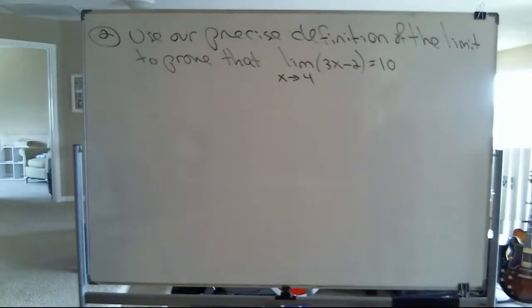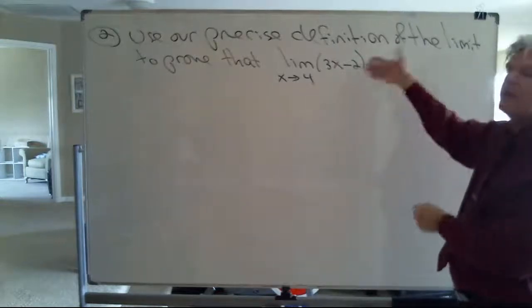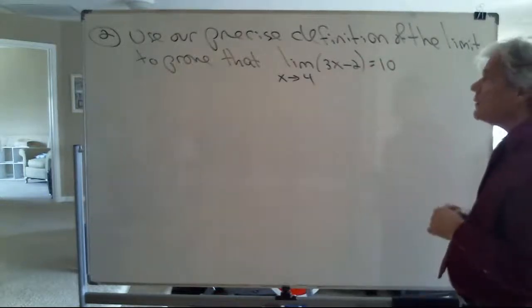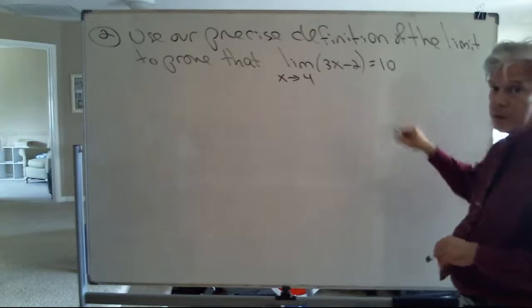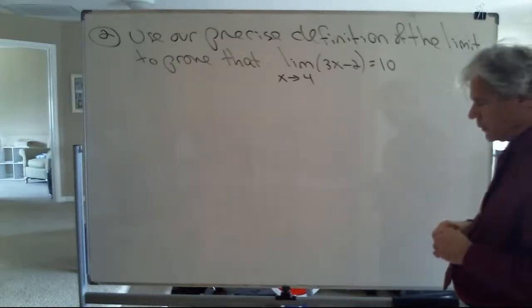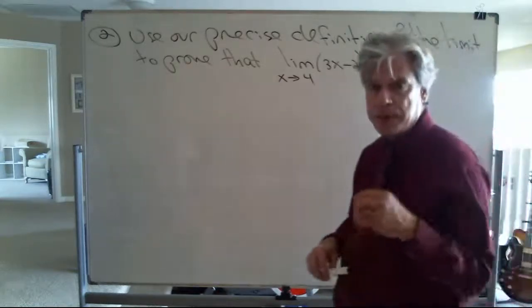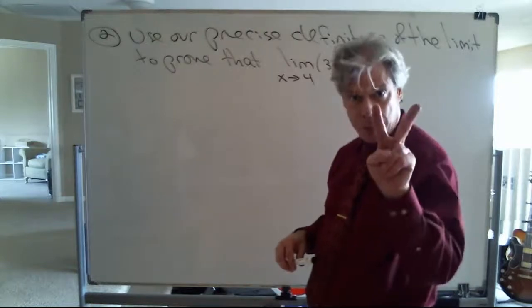Let's see if we can't use our precise definition of the limit to prove that the limit of that linear expression as x approaches 4 is indeed equal to 10. Now, everybody, clearly it's a true statement. I'm not asking to evaluate the limit. It's already evaluated. What I'm asking is, can we prove it using our definition? So here I go. I will typically split up the proof into two parts.